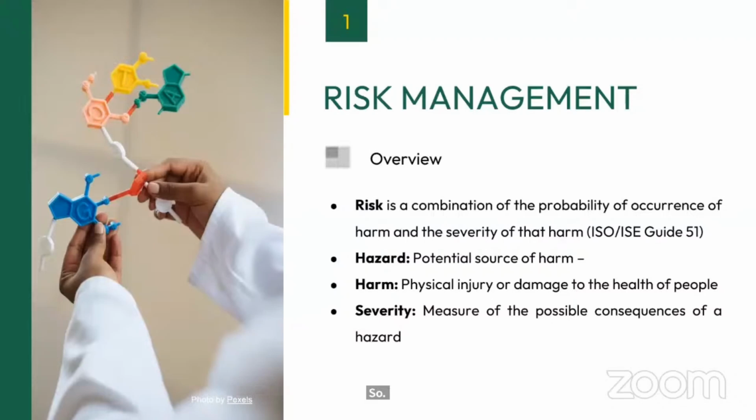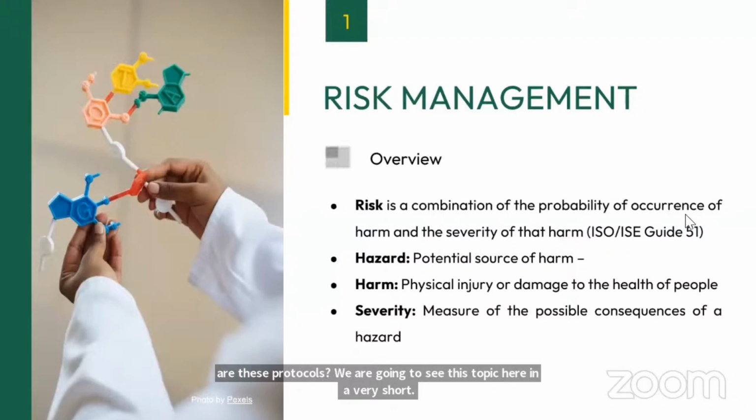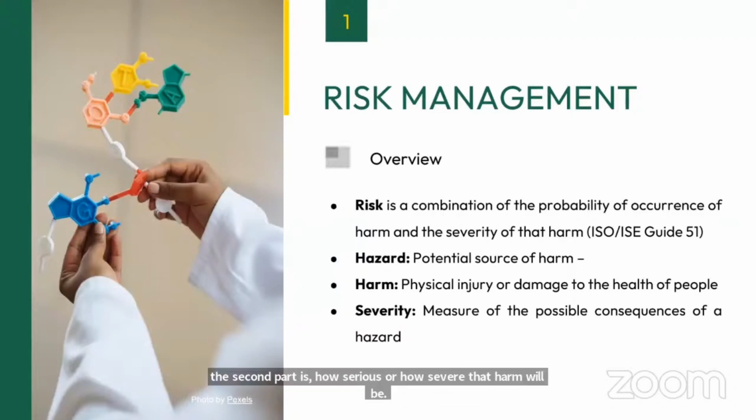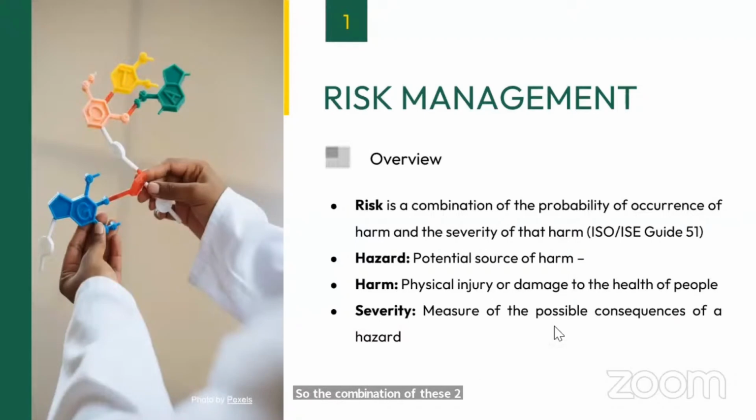We are going to see this topic here in short. Basically, risk is a combination of the probability of occurrence of harm and the severity of that harm. Here you can see this definition has two dimensions. One is the probability of occurrence of the harm, and the second is the severity of that harm. What can be the probability that a harm can occur? And the second part is how serious or severe that harm will be. The combination of these two is called a risk. This definition is given in the ISO IEC Guide 51.